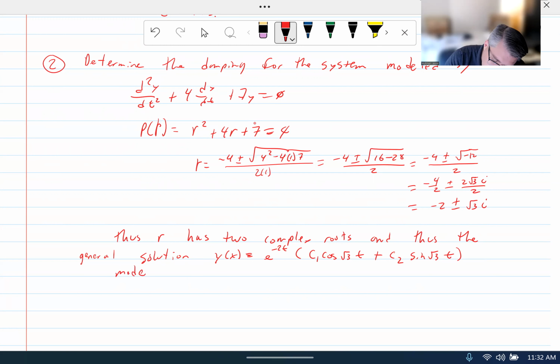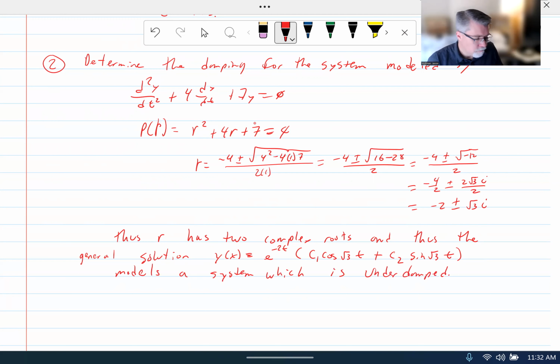This models a system which is underdamped. That is 8.5.